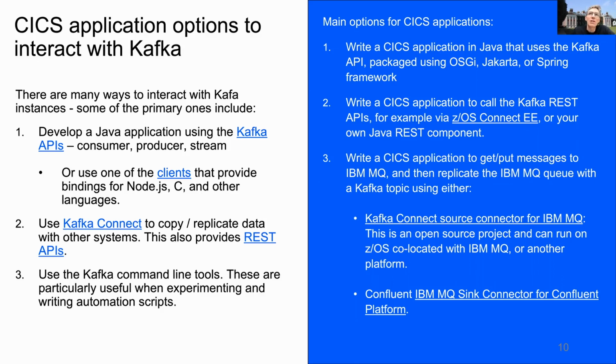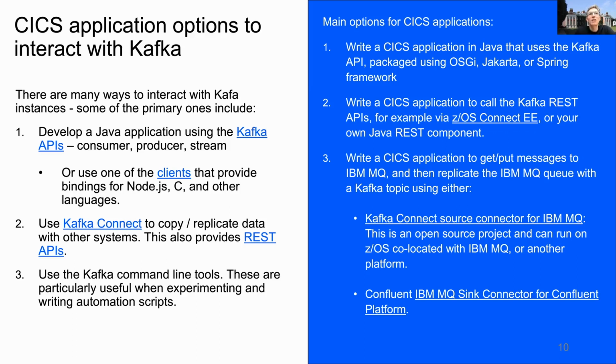And then the third option is really just to use straightforward messaging within the CICS application. So using get and put messages to MQ and then replicating that queue out to Kafka using one of the source connectors. There are a number around to do that, and some of those source connectors run on z/OS or are cross-platform. They all provide different qualities of service.